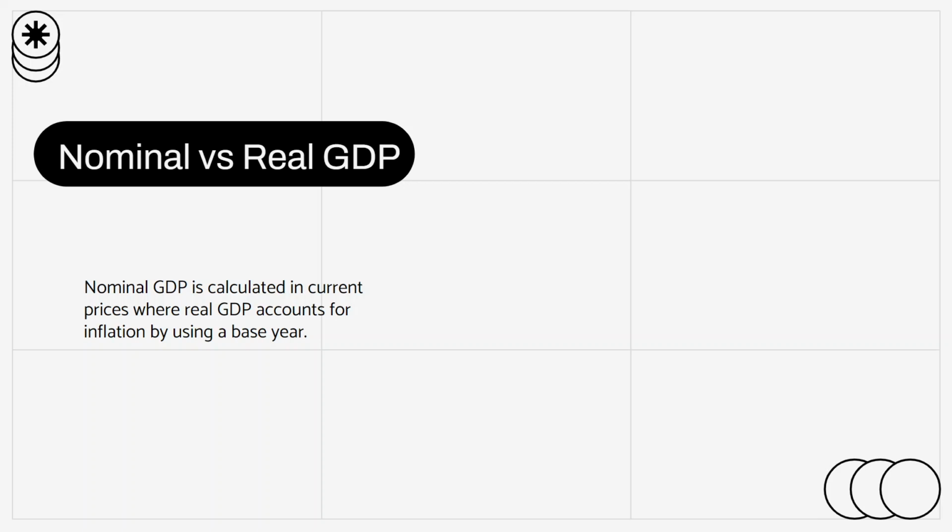So, for example, if you were trying to compare 2010 and 2011 GDP, real GDP would keep 2010 as its base year and use those prices to calculate the 2011 GDP.